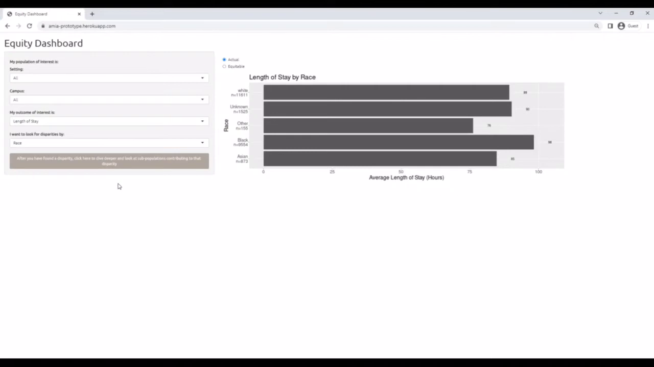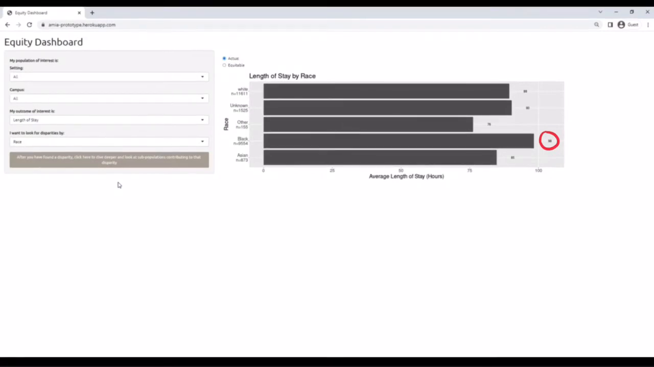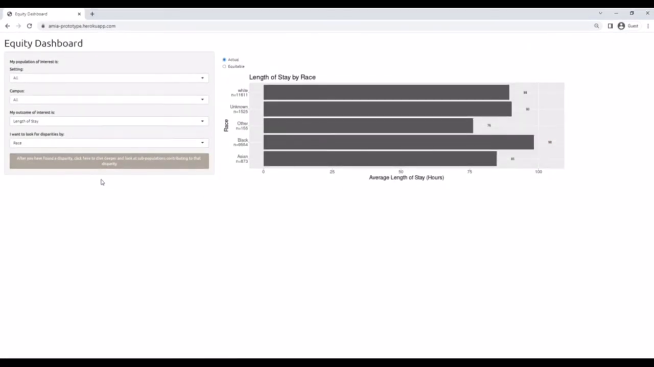In this case, the graph shows that Black patients have an average length of stay of 98 hours, which is at least 8 hours longer than the next closest race, so we can dive deeper to find a course of action to address this disparity. Based on the information in the initial graph, we select Black for our disadvantaged group because we know that Black patients have disproportionately longer lengths of stay on average.